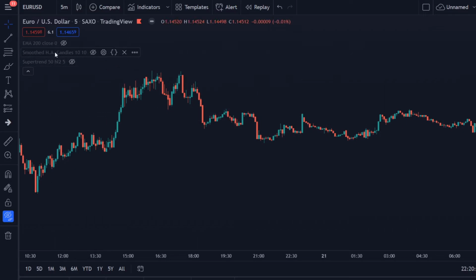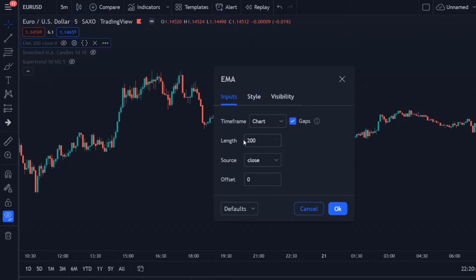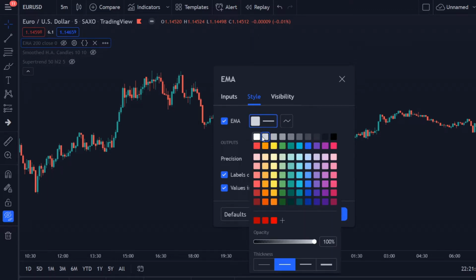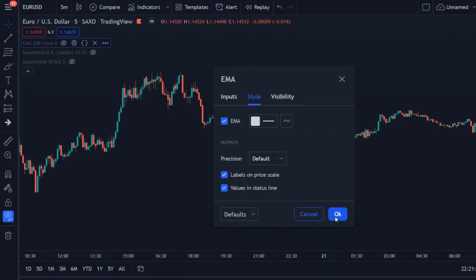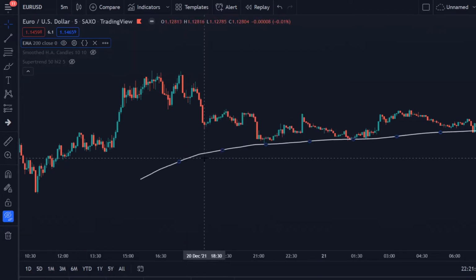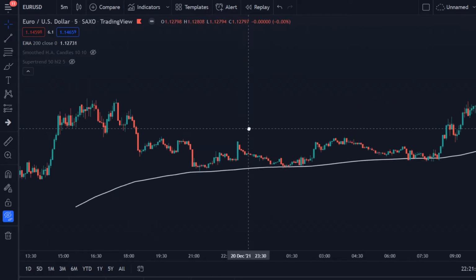Next we are going to optimize these indicators. So we start with the exponential moving average, and we will be using a 200 length, which identifies the long-term trend. And you can play around with the colors. I use white, grayish, something like that. Over here, as you can see, it shows the trend direction, the main trend.